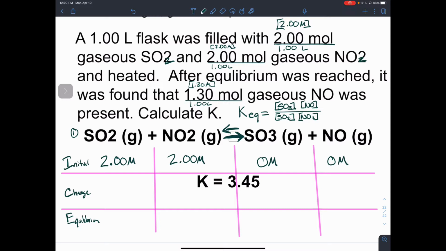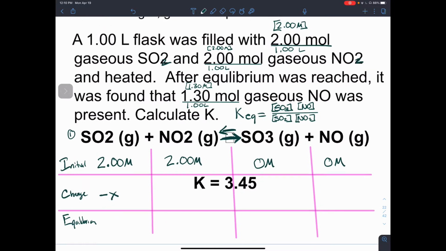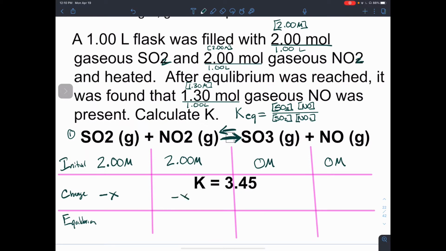What about the change? Here's where we're going to use that rule where we make some predictions based on the balanced equation. So the change in this case will be minus x. Why am I using a minus symbol? Because these are reactants, so I expect that they will be used up. Why am I using an x? Because I do not yet know the value. What about for nitrogen dioxide? Minus x again, because these are in a 1-to-1 ratio, so whenever x amount of the first thing is used up, x amount of the second thing I expect will be used as well.